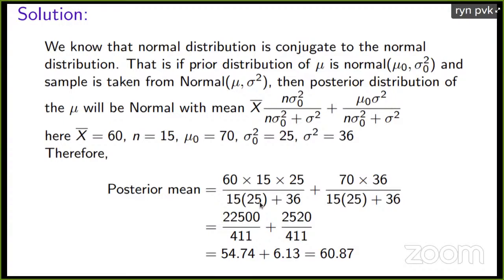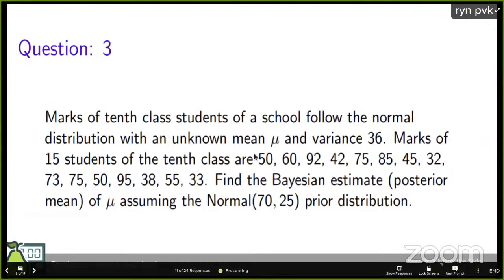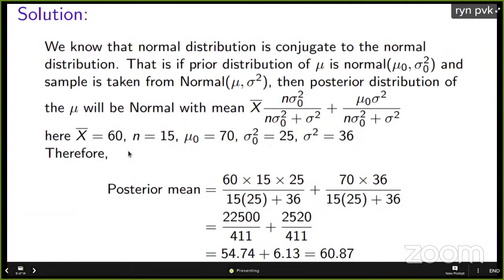Here x bar is 60, n is 15, mu naught is 70, sigma naught square is 25, and sigma square is 36. Why is x bar 60? This is the sample we have been given. What is x bar? It's the sample mean: 50 plus 60 plus 92 plus 42 until 33, divided by 15. So it comes out to be 60.